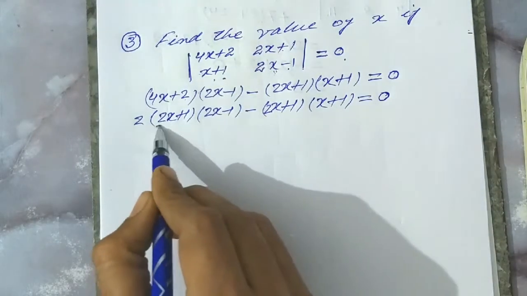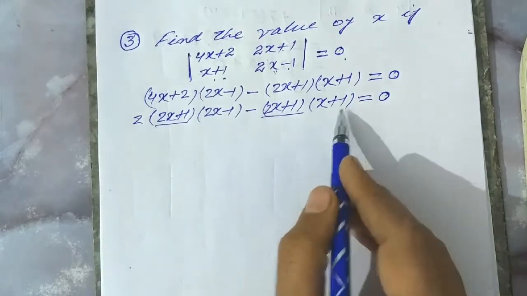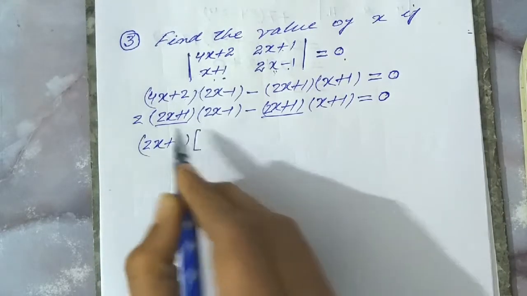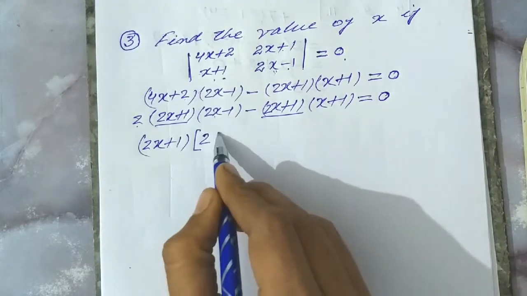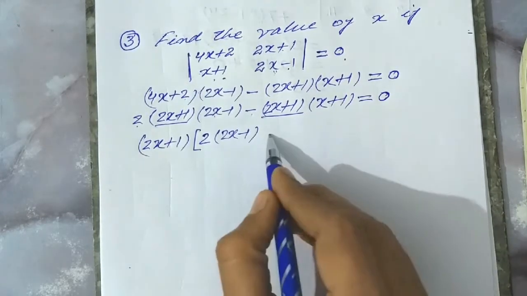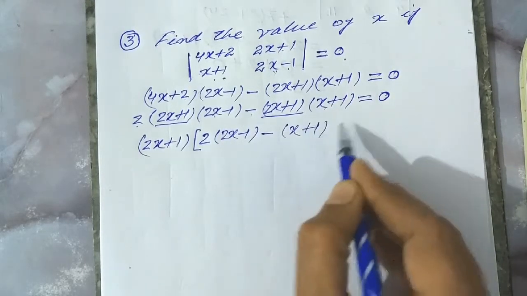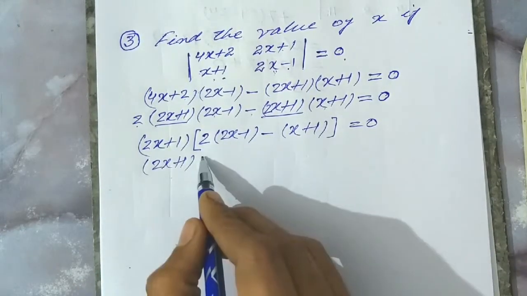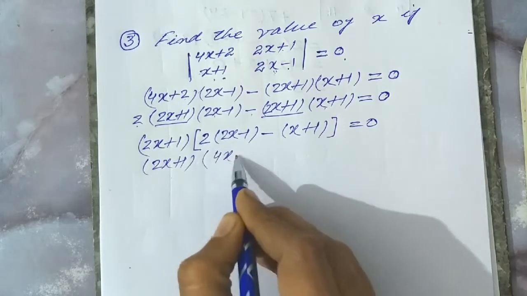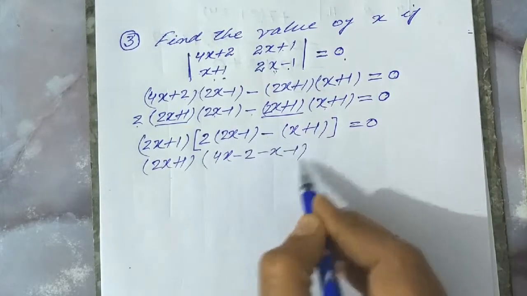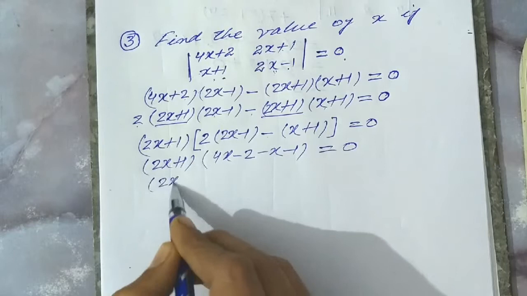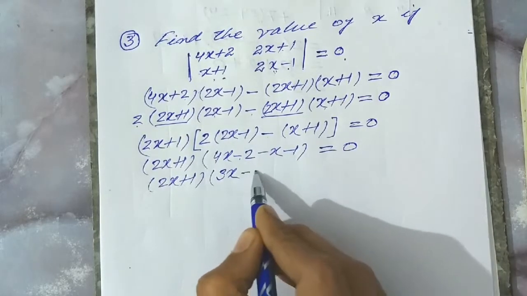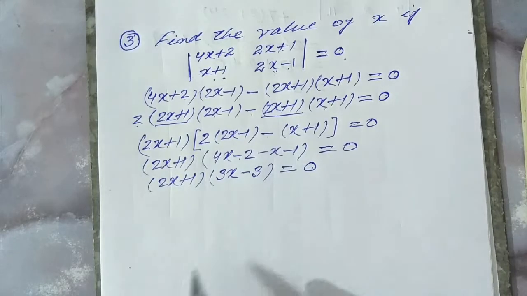If we observe, this bracket is common out of these two terms, so we have to take 2x plus 1 common, so we are left with 2, and this bracket 2x minus 1 minus x plus 1 is equal to 0. So 2x plus 1 as it is, and inside the bracket we have to simplify, so we get 4x minus 2 minus x minus 1 is equal to 0. So we get 2x plus 1 and 4x minus x is 3x, and minus 2 minus 1 is minus 3, is equal to 0.